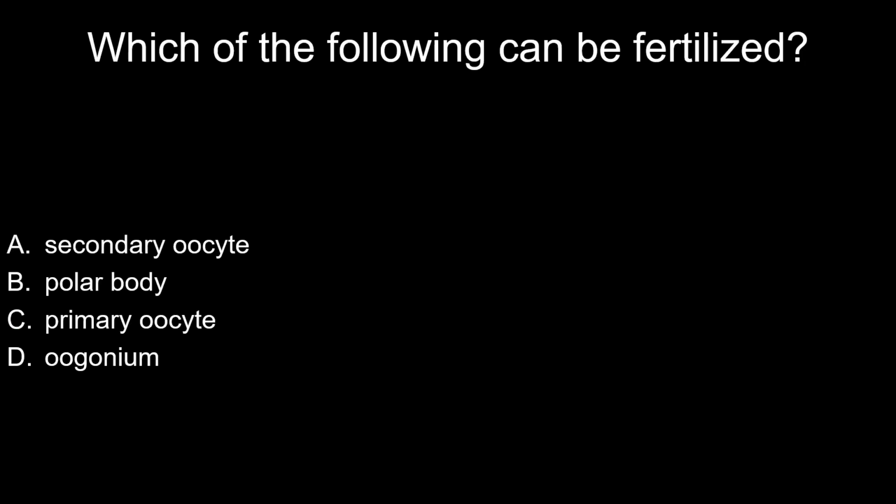Now we can look at some of these test yourself questions. So, which of these can be fertilized? All right. So, which of these is possible to be fertilized? It's a secondary oocyte that's fertilized, and then it develops, once it's fertilized, into an ovum.